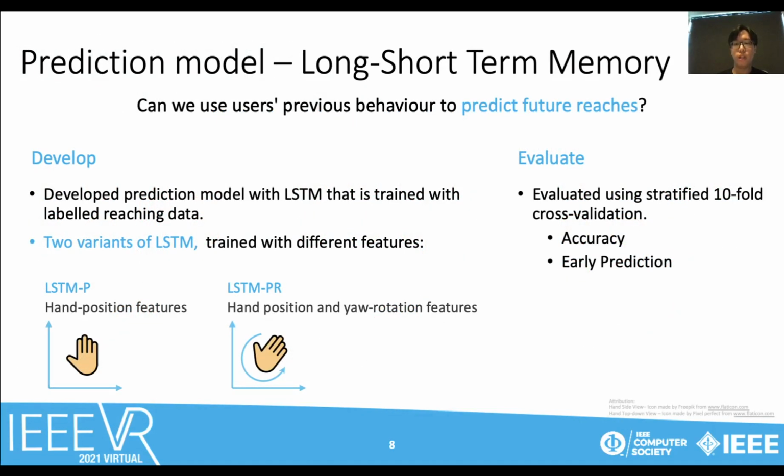We then used this reaching data to build the prediction model. We decided to use long short-term memory, a type of neural network that can be trained with past users' reaches to predict the target of future reaches.